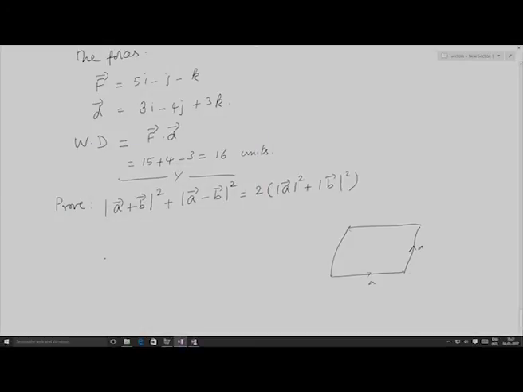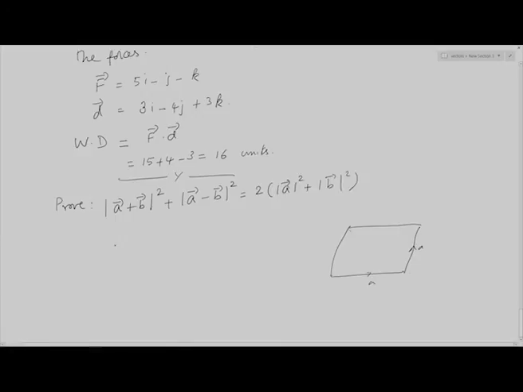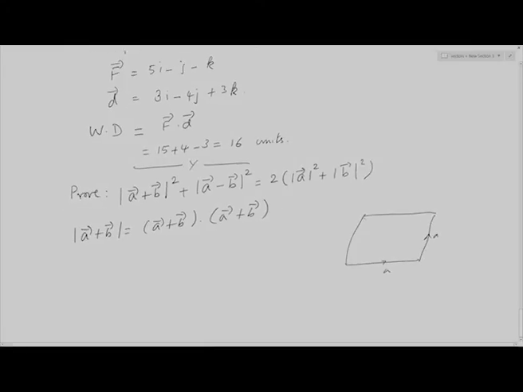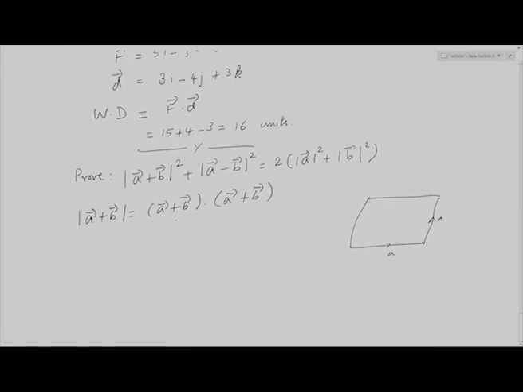Now this is easy to prove, because A plus B whole square, from the dot product, we can write as A plus B dot A plus B. So by expanding this, as we have already seen, this is equal to mod A square plus mod B square plus 2 times A dot B.